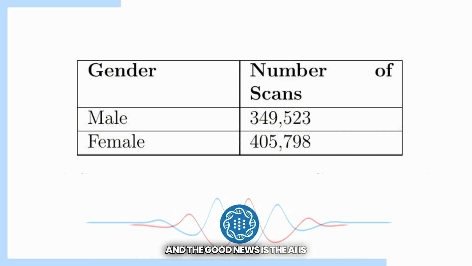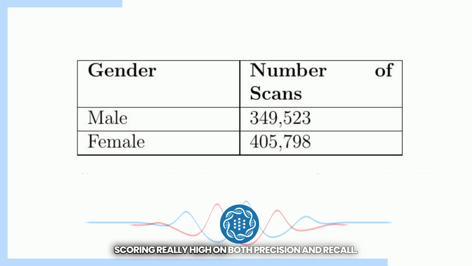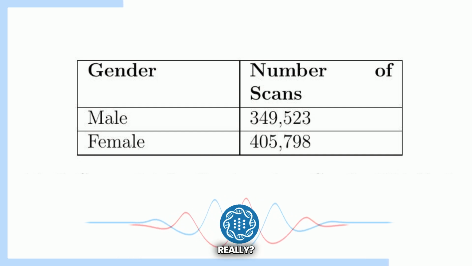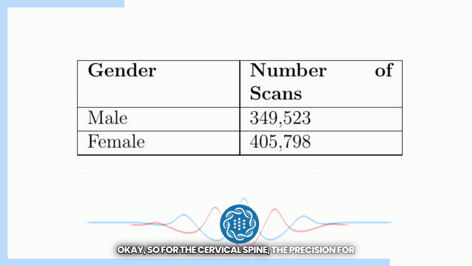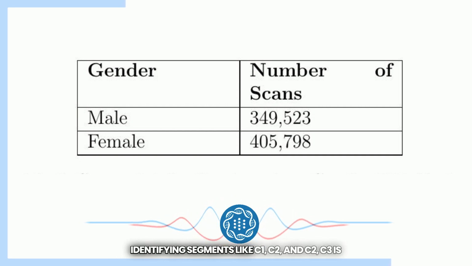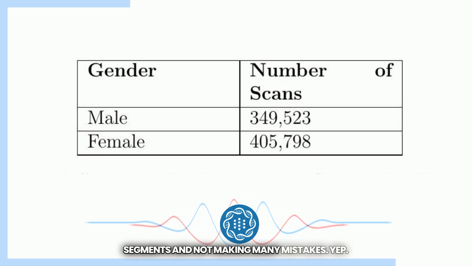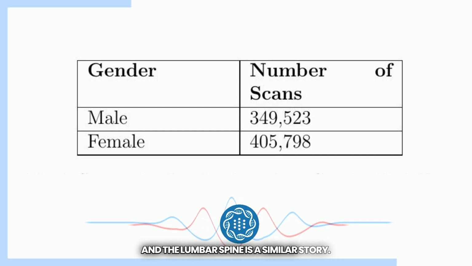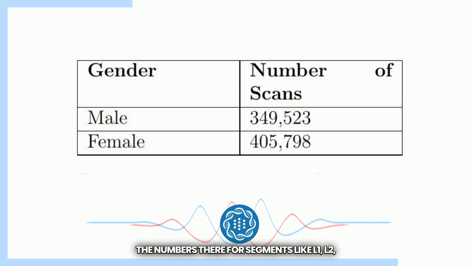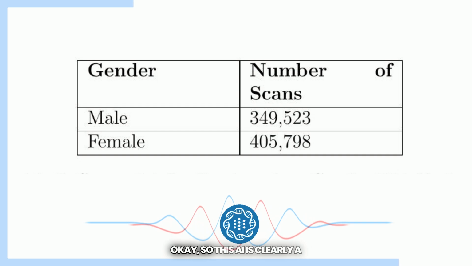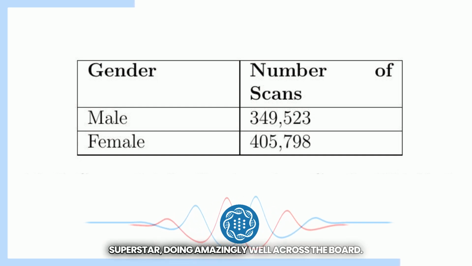Yep. And the good news is the AI is scoring really high on both precision and recall. Really? Give me some examples. Okay, so for the cervical spine, the precision for identifying segments like C1, C2, and C2, C3 is above 97%, and the recall is above 96%. Wow. So it's really good at finding those segments and not making many mistakes. Yep. And the lumbar spine is a similar story. The numbers there for segments like L1, L2, and L4, L5 are also really high. Okay, so this AI is clearly a superstar. It's doing amazingly well across the board.